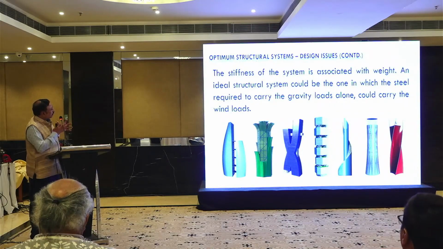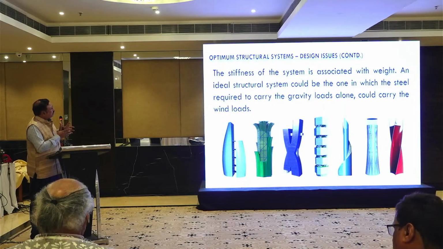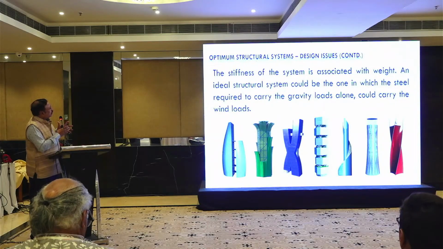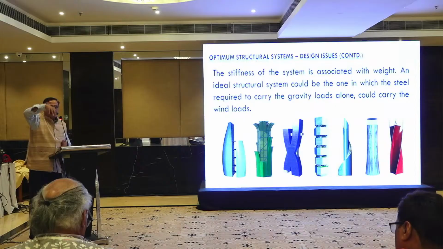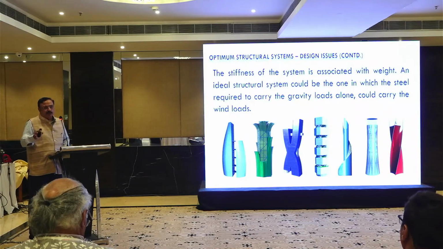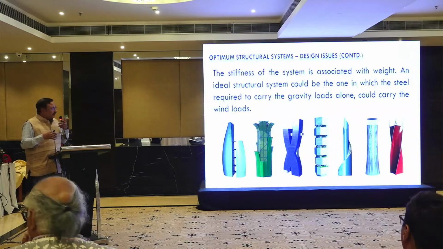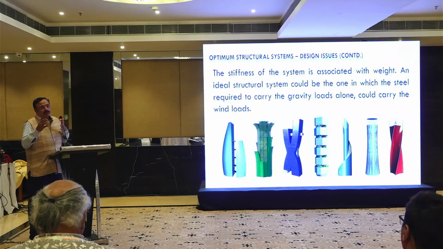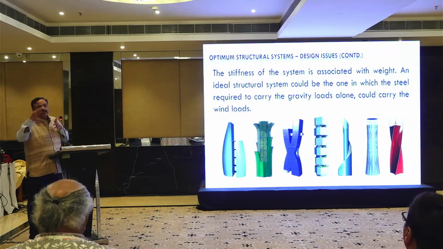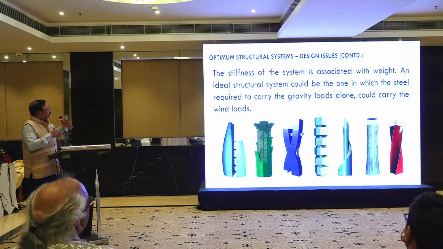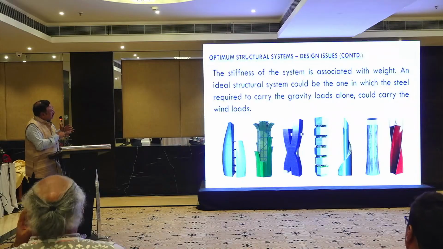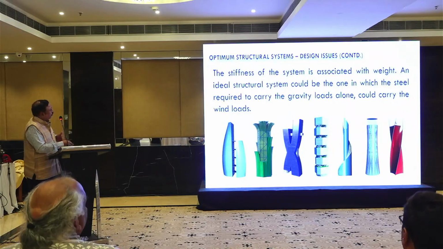So what is he doing? He's trying to improve the stiffness. And he knows the stiffness of the system necessary with weight. So an ideal structural system could be one in which steel is required to carry the gravity load. The gravity loads are just the vertical load, dead load plus live load. And the lateral load could be due to earthquake or due to wind. In these buildings, wind load is important. So, whenever there is a wind load, we have a 33% increase in the stress levels and all that. So we have to optimize in such a way that the gravity load is sufficient, and the design is like this. So this is how we do it.